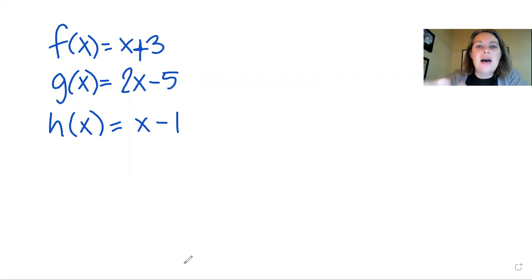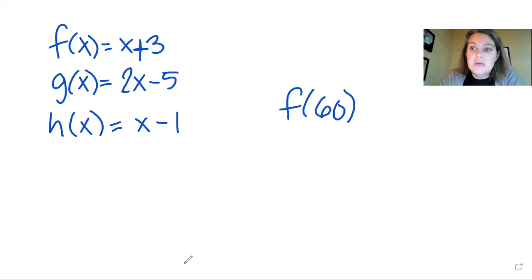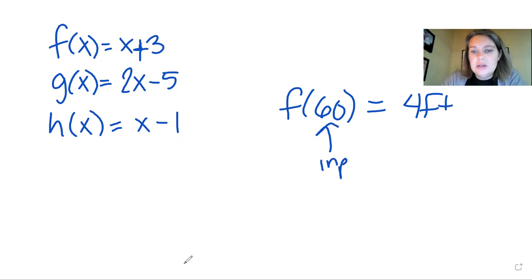On the graph, I might say, find F of 60, and we were talking about at 60 seconds, how far away was the dog? And then you would have your output answer like 4 feet. So here you have your input, and then we get our output, our answer.